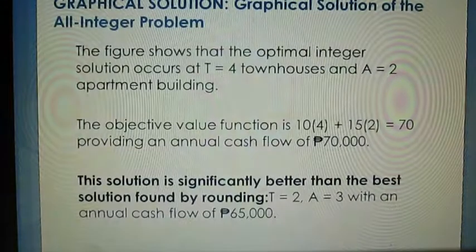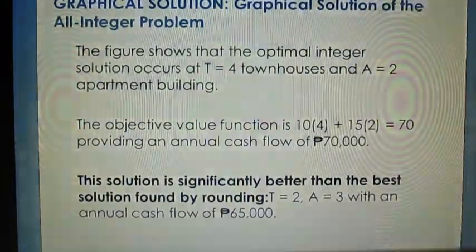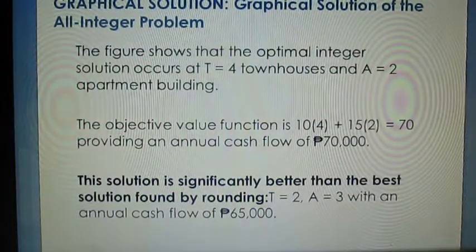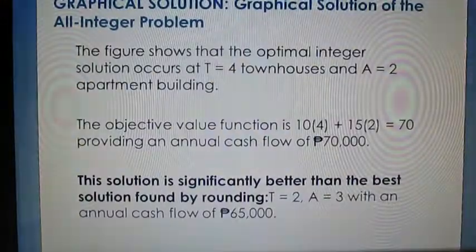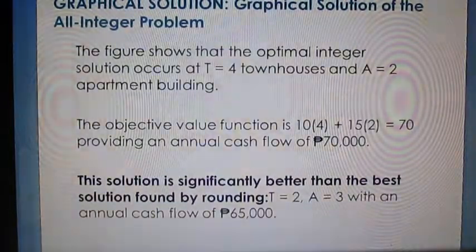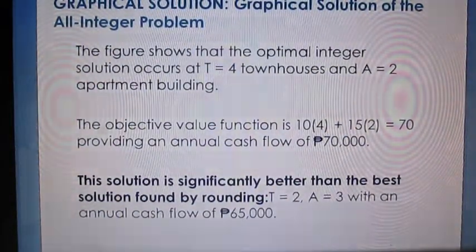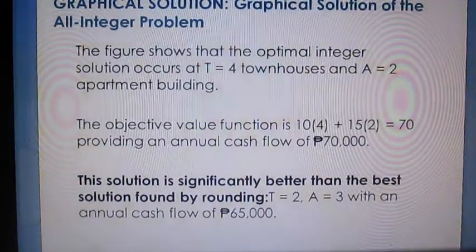The figure shows that the optimal integer solution occurs at T equals 4 townhouses and A equals 2 apartment buildings. The objective function value is 10 times 4 plus 15 times 2 equals 70, providing an annual cash flow of 70,000 pesos. This solution is significantly better than the best solution found by rounding, T equals 2, A equals 3, with an annual cash flow of 65,000.